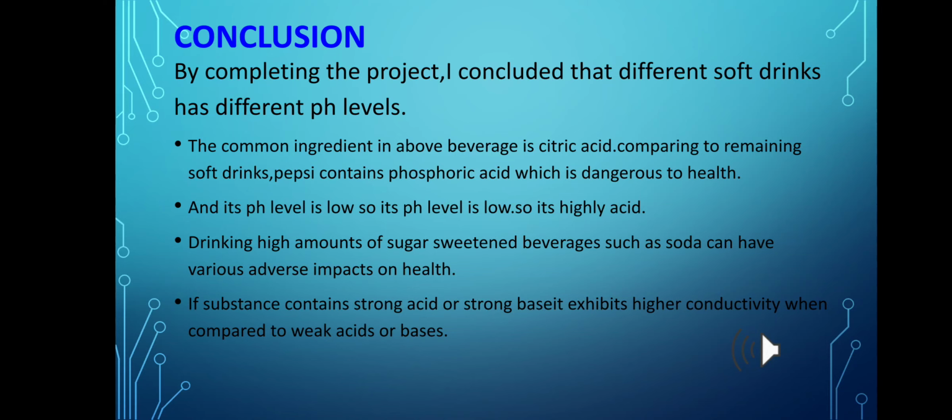Conclusion. By completing the project, we concluded that different soft drinks have different pH levels and conductometric levels. The common ingredient in the above beverages is citric acid. Pepsi contains phosphoric acid compared to the remaining soft drinks, which is very dangerous to health, and its pH level is low, so it is highly acidic. Drinking high amounts of sugar-sweetened beverages such as soda can have various adverse impacts on health. A solution containing a strong acid or strong base exhibits higher conductivity compared to weak acids or bases.